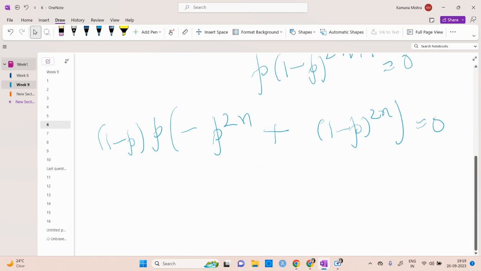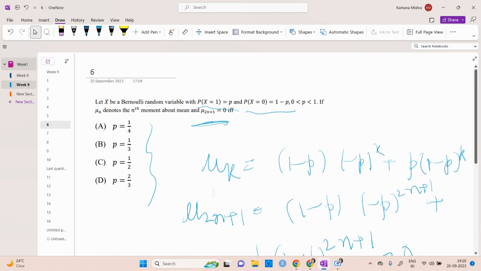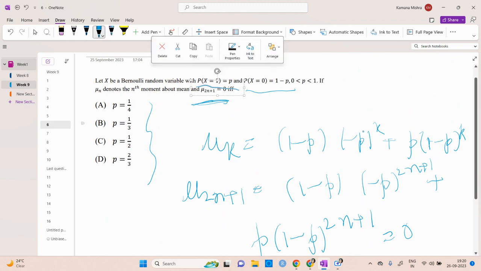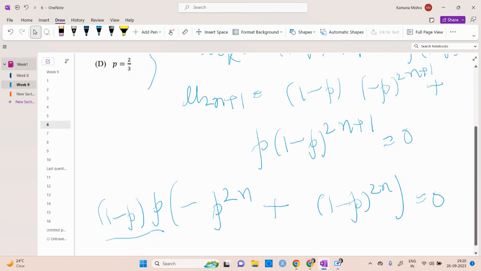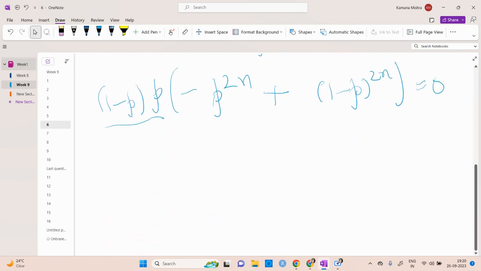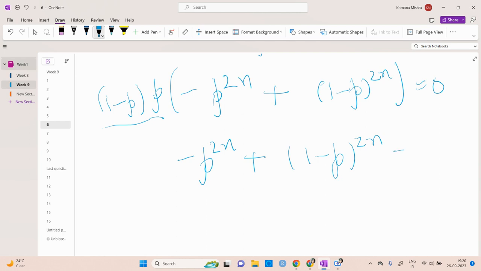So now p is not equal to 0. 1 minus p will also not equal 0, because if 1 minus p equal to 0, that means p is equal to 1. So p is neither 1 nor 0, that we know because of this condition where we have given p is in between 0 to 1. So p cannot be 0, cannot be 1. So this is not 0, we can divide this value. So we are left with minus p to the power 2n plus 1 minus p to the power 2n is equal to 0.